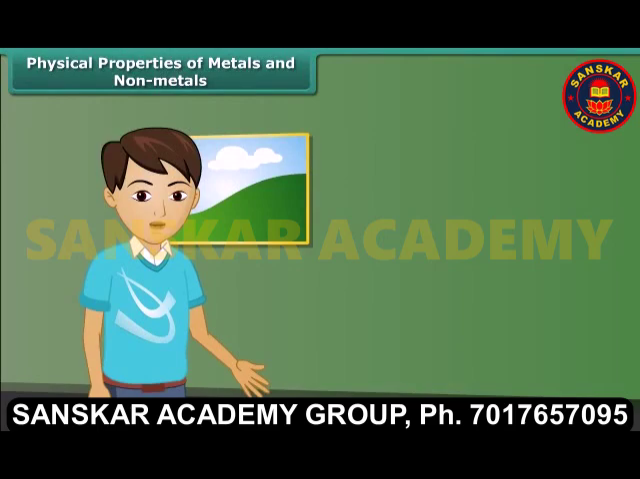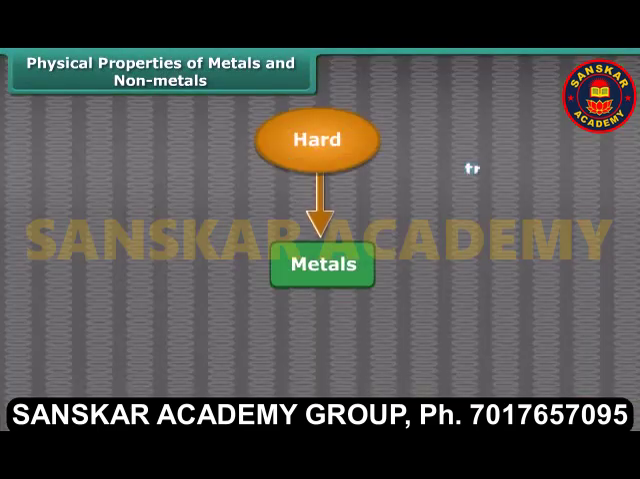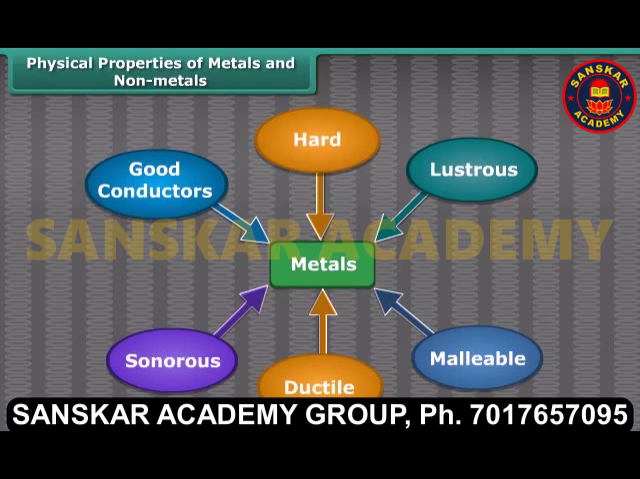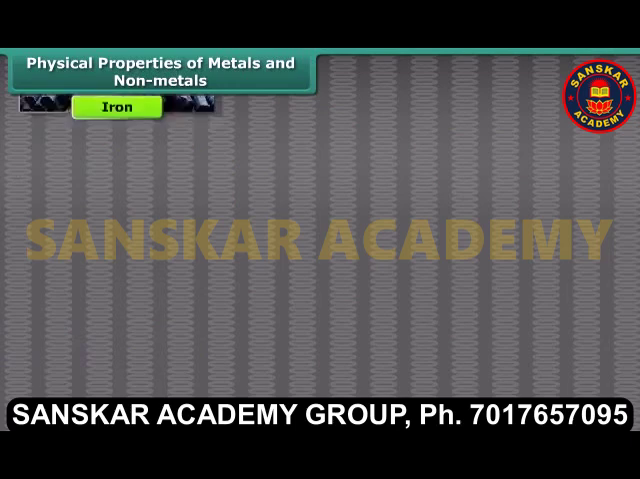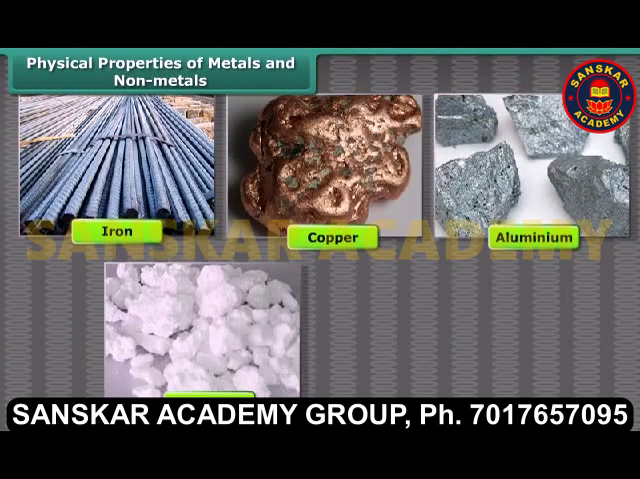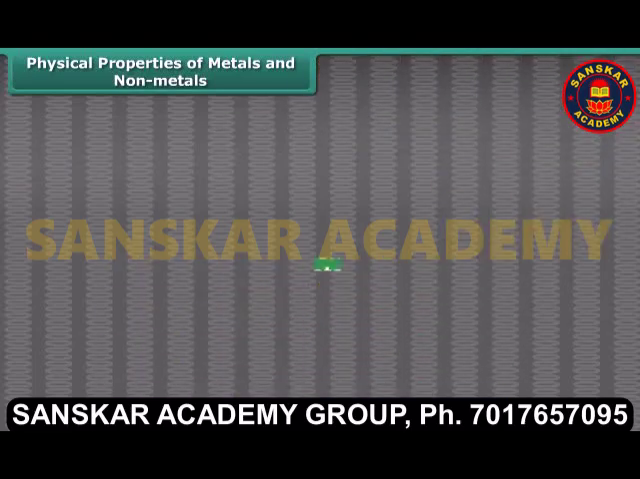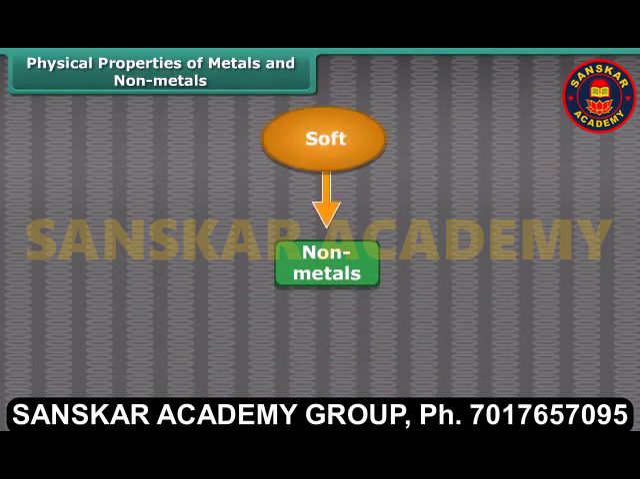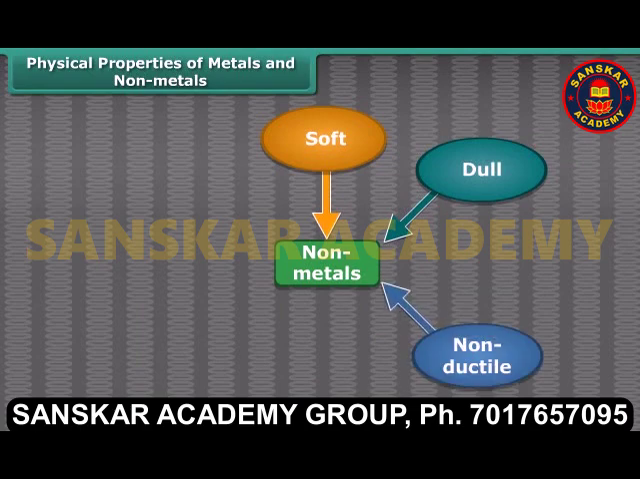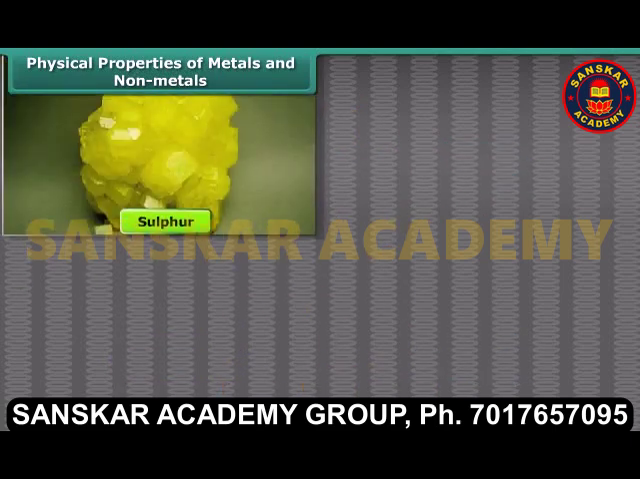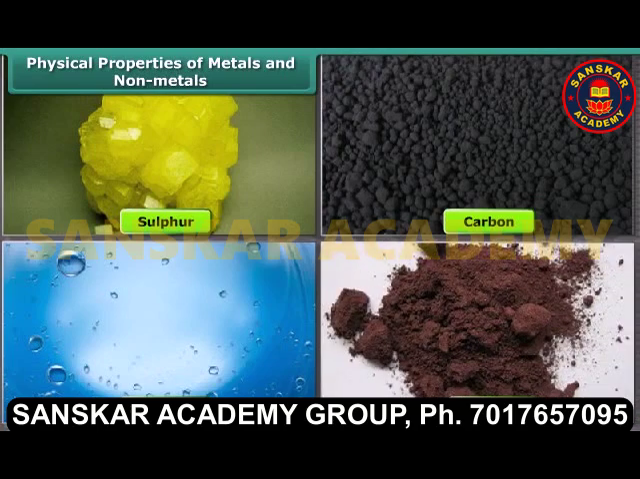So friends, by these properties we can say that metals are hard, lustrous, malleable, ductile, sonorous, and good conductors of heat and electricity. Iron, copper, aluminium, calcium, magnesium, etc. are the examples of metals. Non-metals like coal and sulfur are soft, dull, non-ductile, non-sonorous, non-malleable, and poor conductors of heat and electricity. Sulfur, carbon, oxygen, phosphorus, etc. are the examples of non-metals.